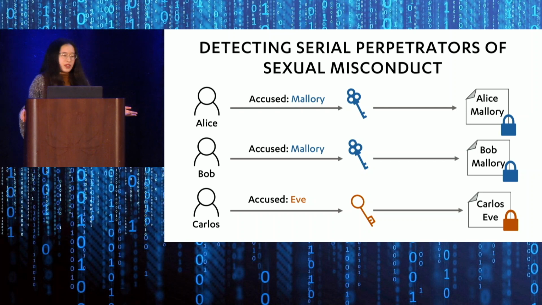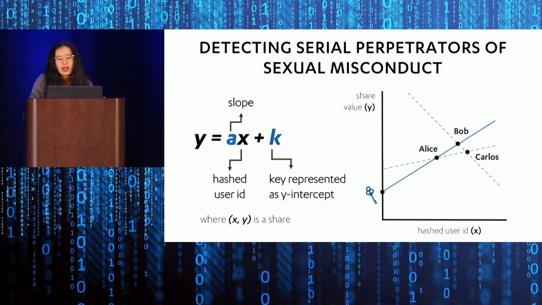So let's say we have another user here, Carlos, who names a different perpetrator, Eve. An entirely different key is then generated. And through the use of an oblivious pseudo-random function with 2 different servers involved, the slope and intercept values here for Shamir secret sharing are generated based on the perpetrator identity. So as I mentioned, this uses Shamir secret sharing with a threshold of 2, and the secret of the perpetrator identity is embedded in the slope and the key, which serves as the y-intercept.